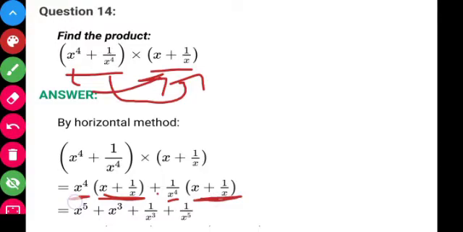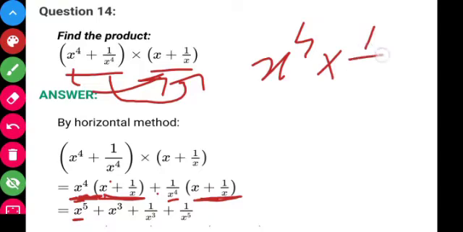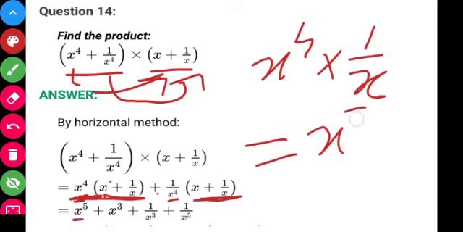Now multiply x to the power 4 into x. Here x to the power 4 and here x to the power 1, so we will add their powers. So x to the power 4 into x will be x to the power 5. And when you multiply x to the power 4 to 1 upon x, this will be x cube.